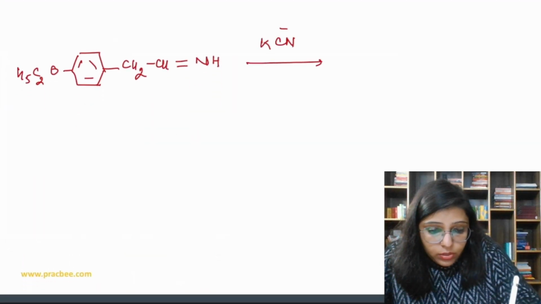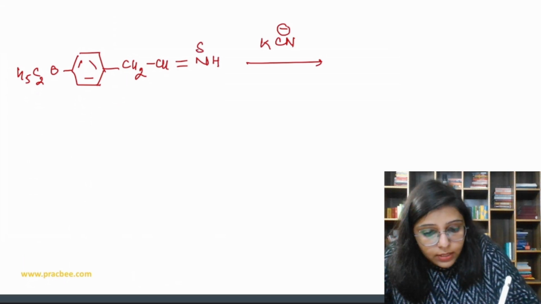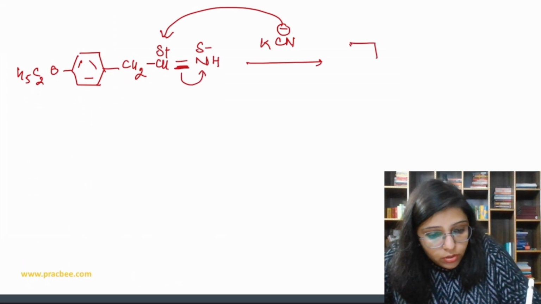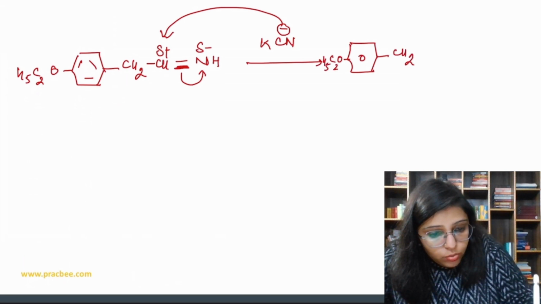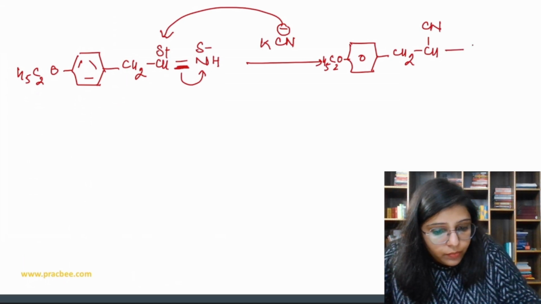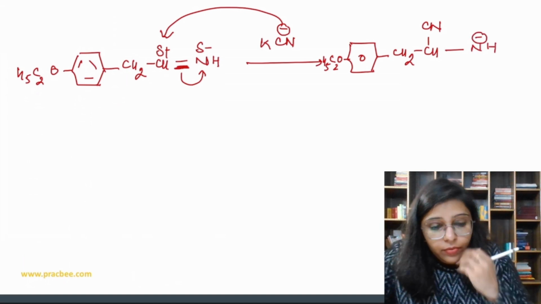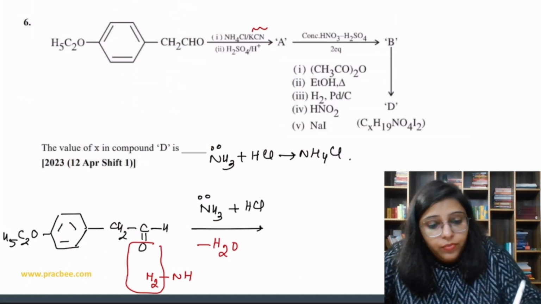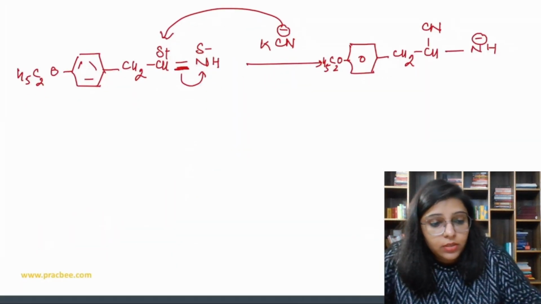KCN, so CN minus. CN minus is delta negative, this is delta positive. So CN minus attacks on this carbon and the electron of this bond shifts to nitrogen. So we write OC2H5, then CH2, CHCN and NH negative. Clear? Understood? Now we have H2SO4 and H plus.